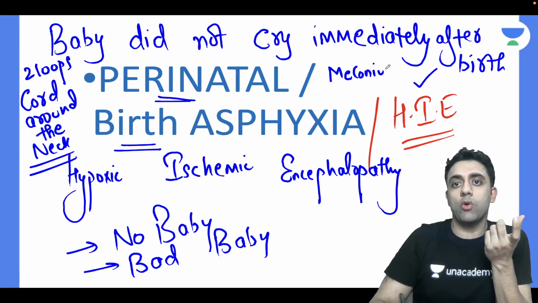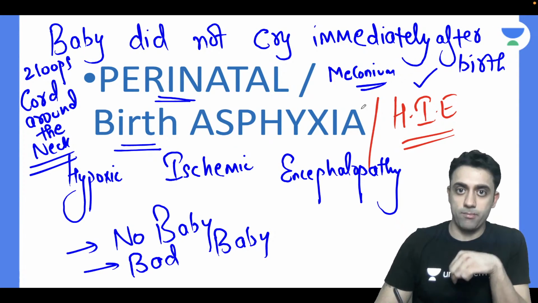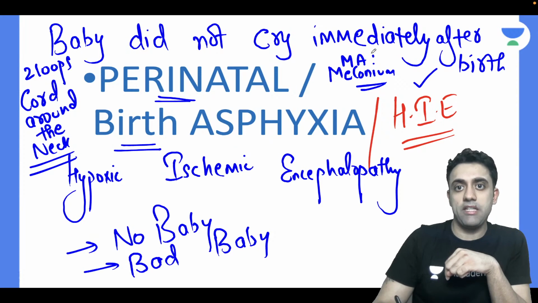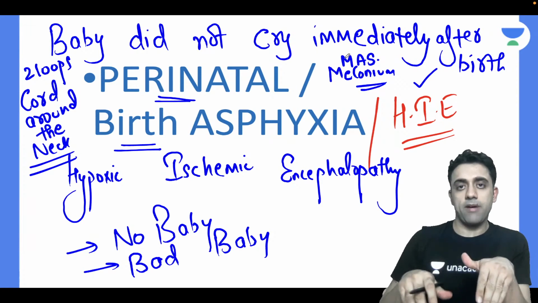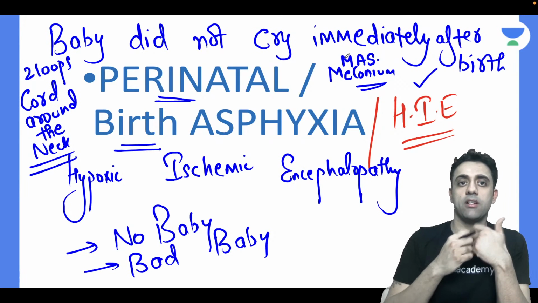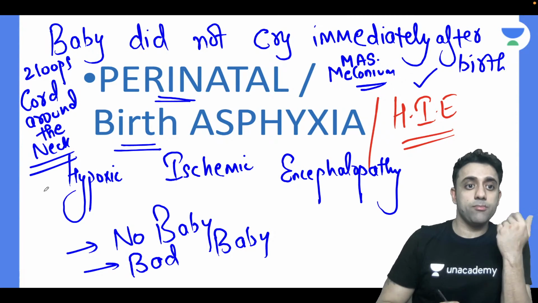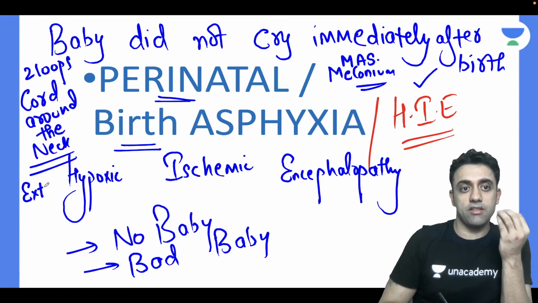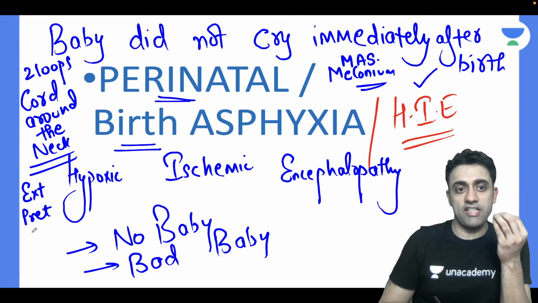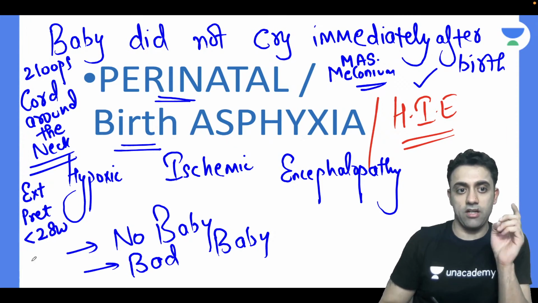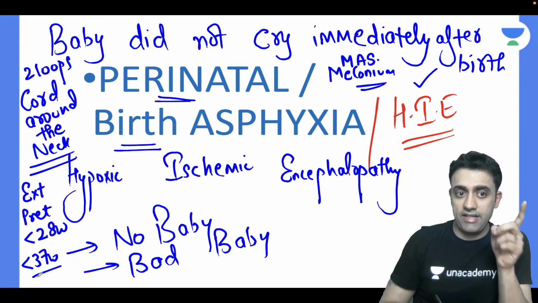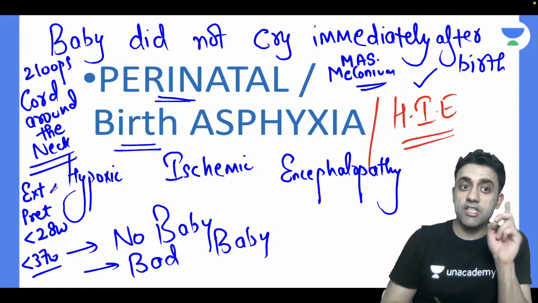So the baby passed meconium, sir, inside the mummy's tummy. Nothing but meconium aspiration syndrome. So sir, because the baby passed meconium, the baby swallowed meconium, sir. That is why the baby did not cry, sir. Sir, the baby is extremely preterm, sir. What is extremely preterm? Less than 28 weeker. Less than 37 weeker is a preterm, but less than 28 weeker is extremely preterm.